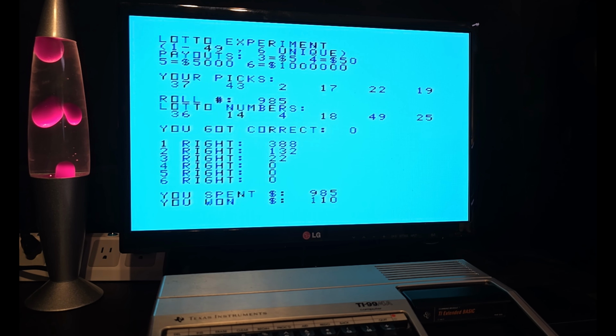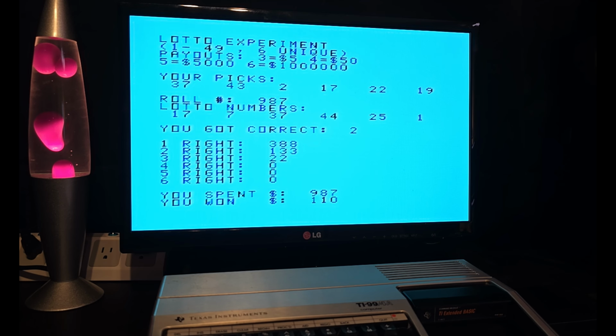I asked it to keep a running tally for the money spent and the money won in Lotto, and it did all of this flawlessly. So here's what I learned.